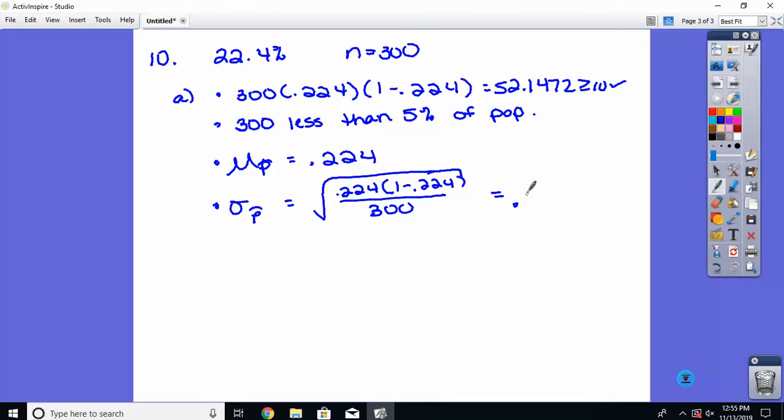And we get 0.02407. Okay, so that's all for part A, describing the sampling distribution.